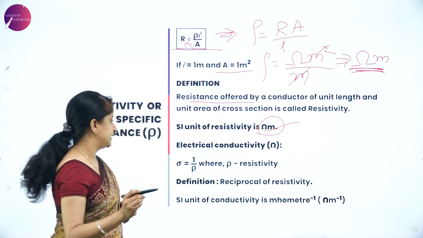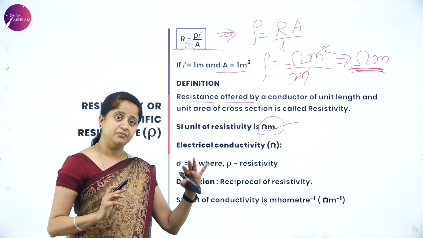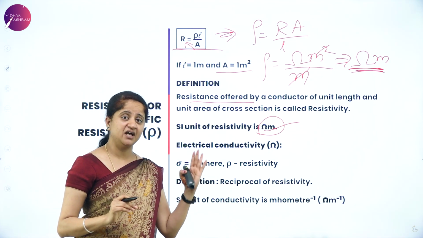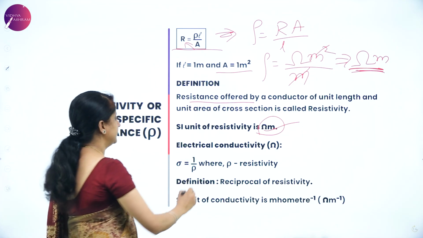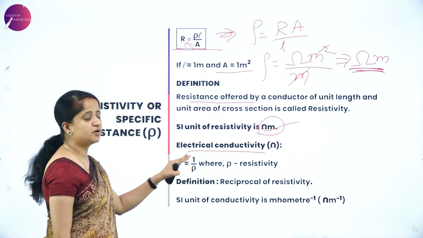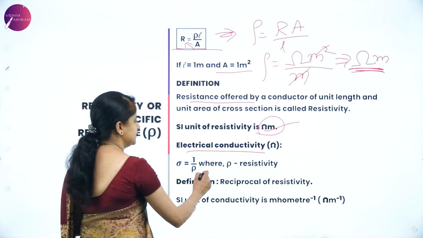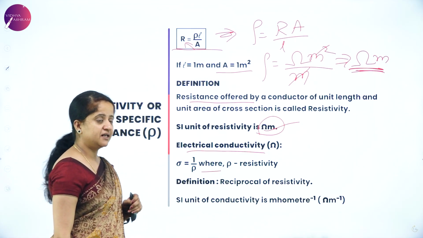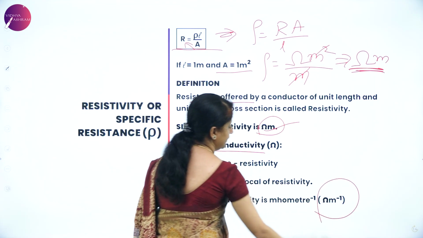And that is the SI unit of resistivity. How do you define electrical conductivity now? Before that, in the previous slide, we defined conductance. Now, we are defining electrical conductivity. Electrical conductivity is the reciprocal of resistivity, and the SI unit of electrical conductivity is mho per meter.